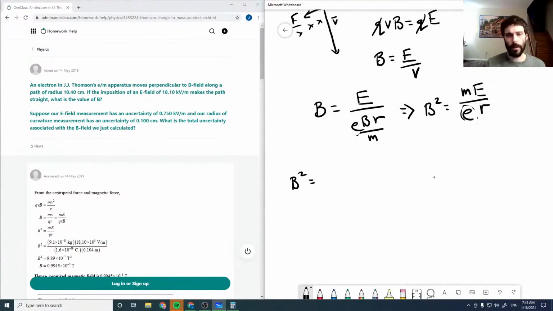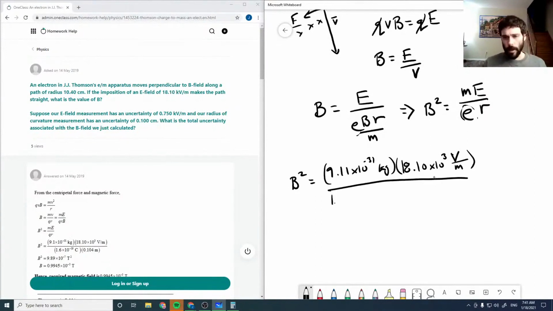And so then B squared is our mass for an electron, 9.11 times 10 to the minus 31 kilograms, times our E field, which is 18.10 times 10 to the 3. And a volt per meter is just a Newton per Coulomb, but I might as well leave it in volt per meter. I don't know why I converted it. Charge of an electron is 1.6022 times 10 to the minus 19 coulombs.